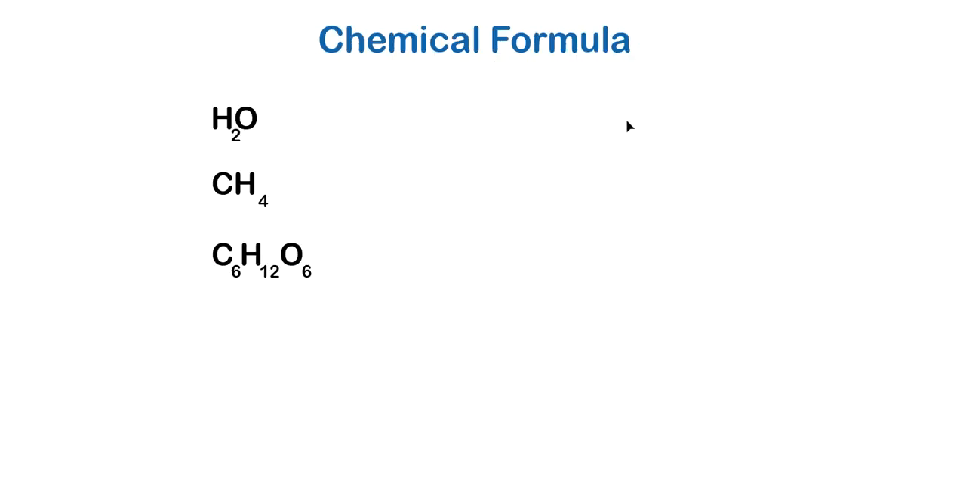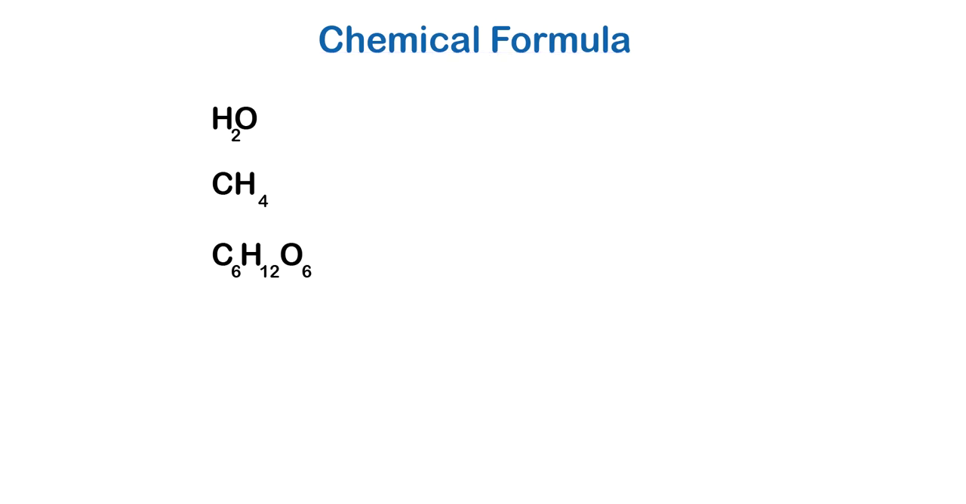Let's start with chemical formulas. This one you're familiar with, H2O, everyone knows that as water. And other two, CH4, methane, and C6H12O6, glucose. What does this mean? Might be apparent to you, but let's just go through it.